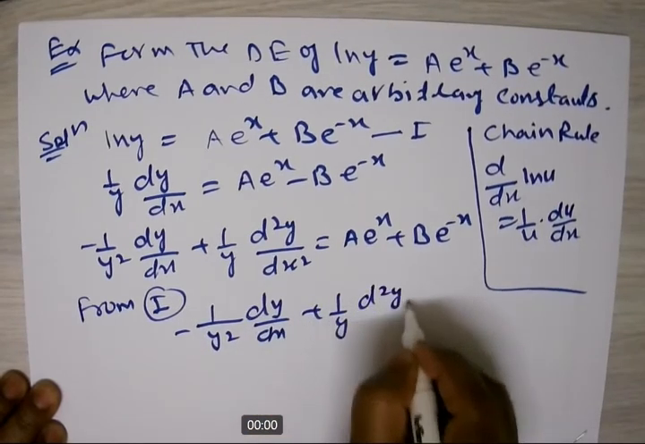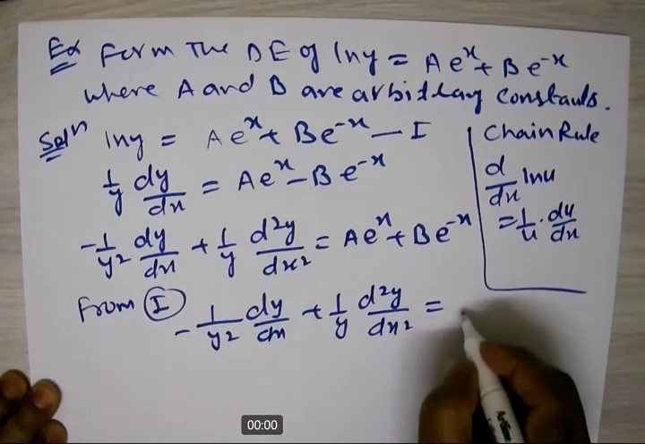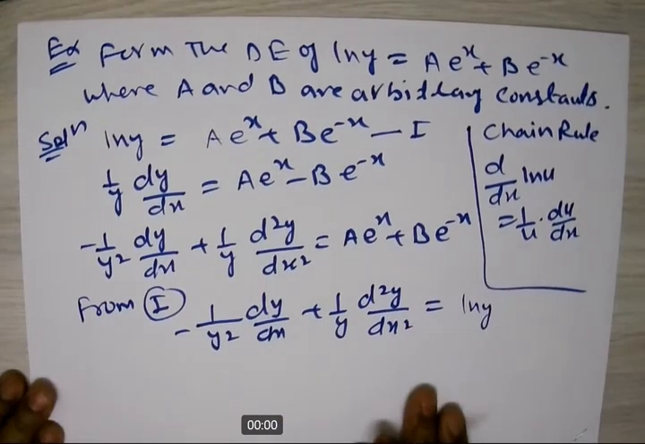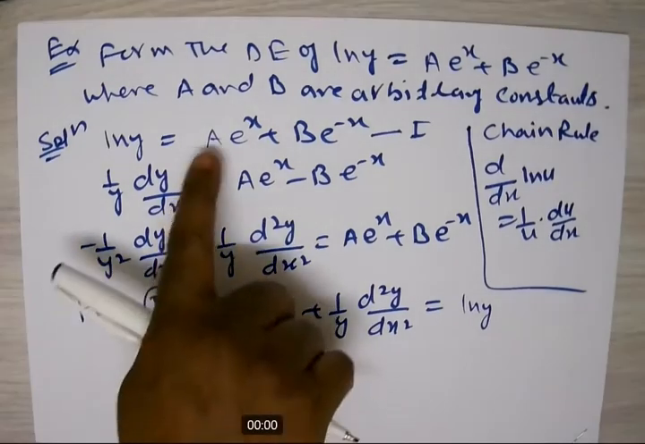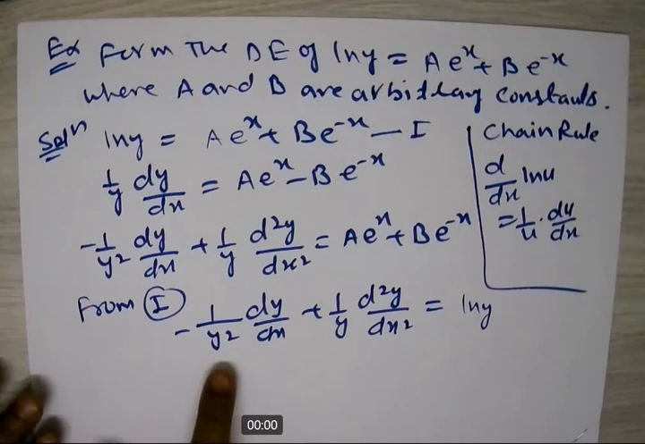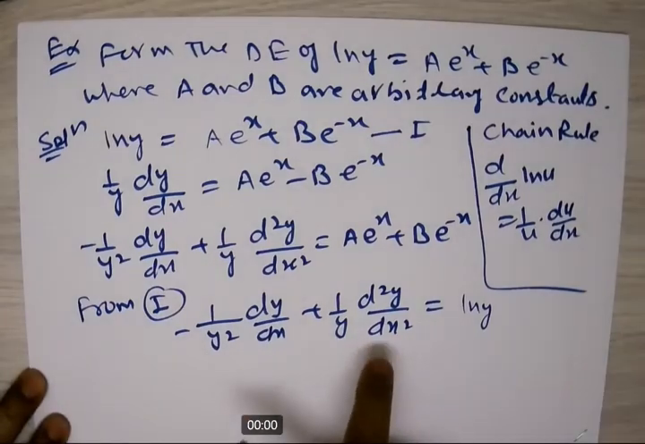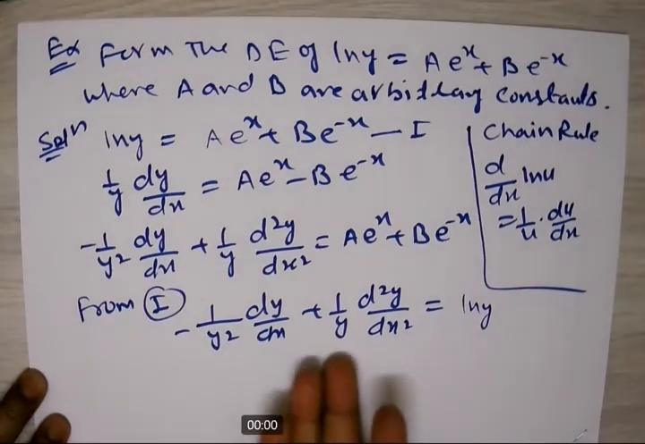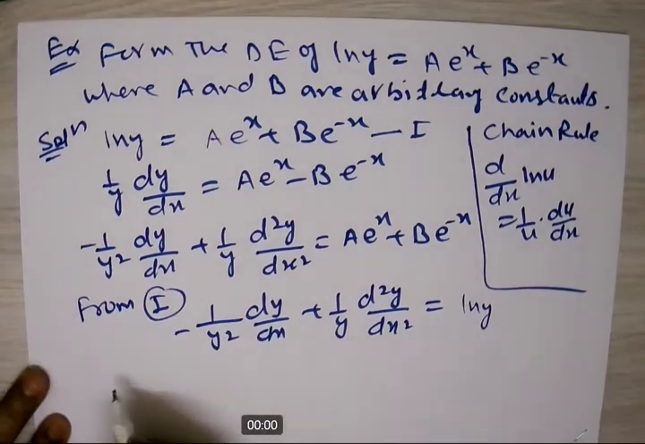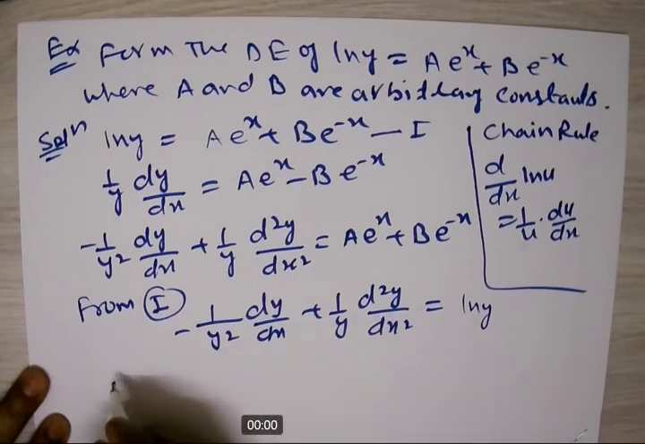See, d²y/dx² equal to A eˣ + B e⁻ˣ, that means ln y. Now check, how many constants are here? A and B. How many times you have to differentiate? Two times. So see that one, two times derivative, and constants also cancel. So that means there is no constant available. It means that you can say this is your formation of differential equation. Just simplify, you can write it. Simplify means just use that cross multiplication. So we can write it.